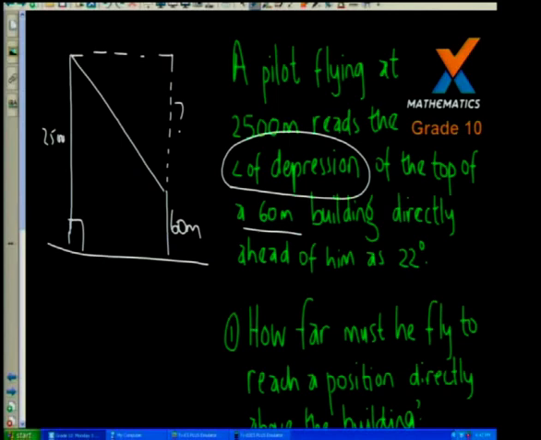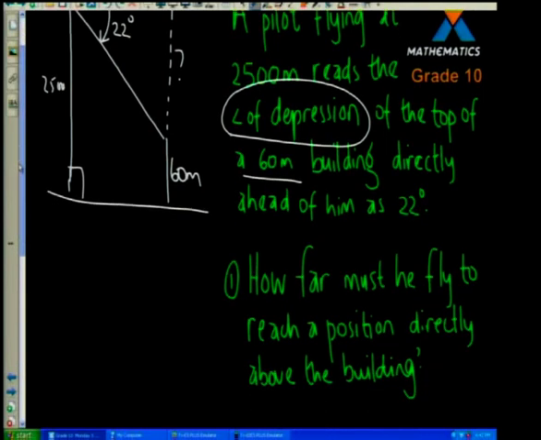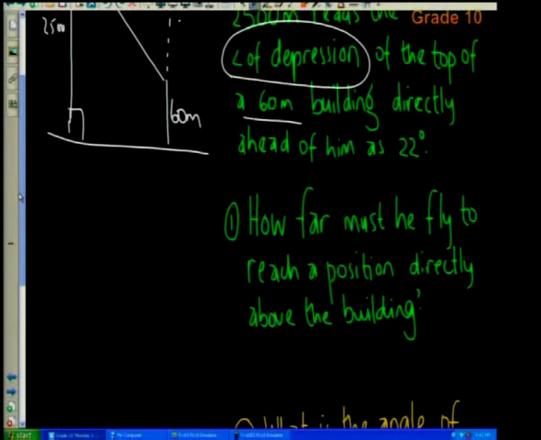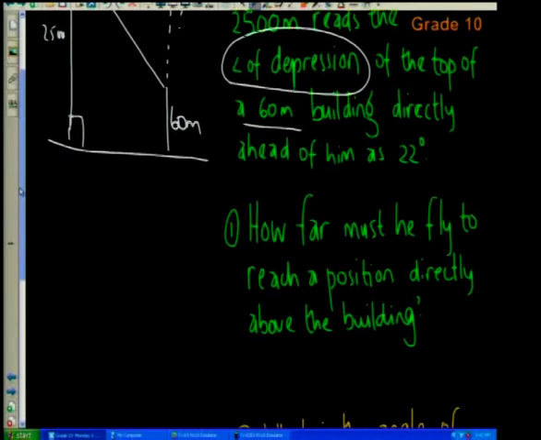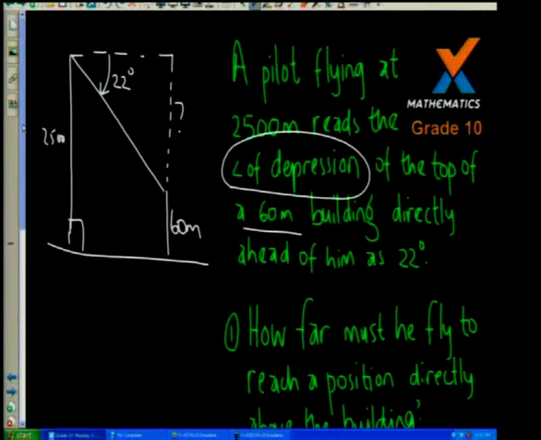A pilot flying at 2.5 reads the angle of depression of the top of a 60-meter building directly ahead of him as 22. So from the horizon, he's reading that as 22 degrees. Okay. And further than that, there's not much we can draw there. It just says, how far must he fly to reach a position directly above the building? So what is it actually saying? How far must the pilot go so that he reaches that position? And let's call that position B. Okay? So we're really looking, how far is AB if we've got all this information?